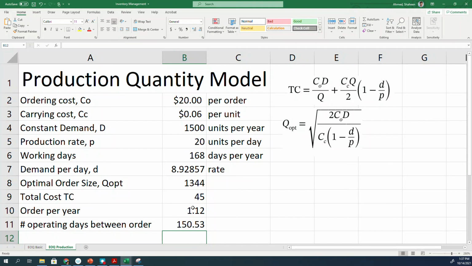This is a very common question in the FE exam or PE exam or any standardized test. Both the production model and the economic order quantity model are used in those tests.